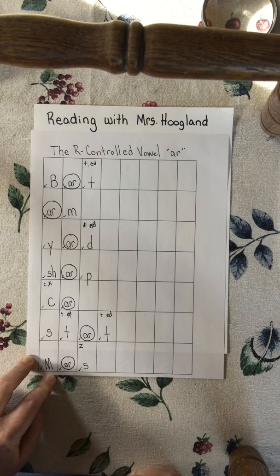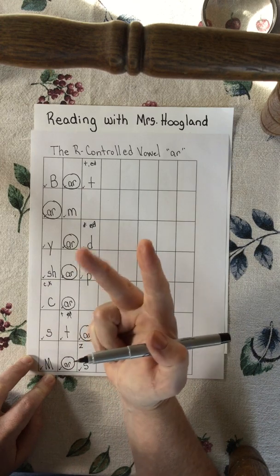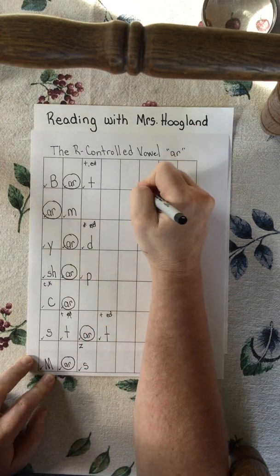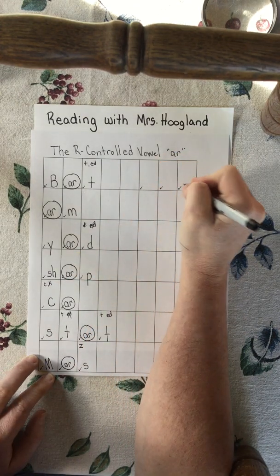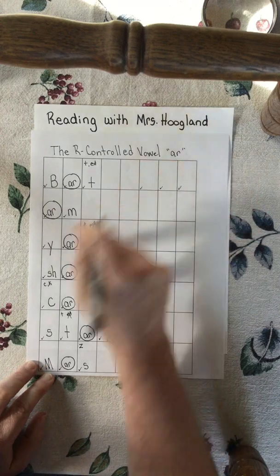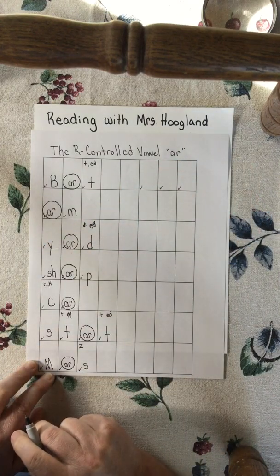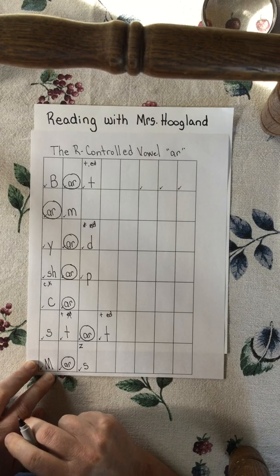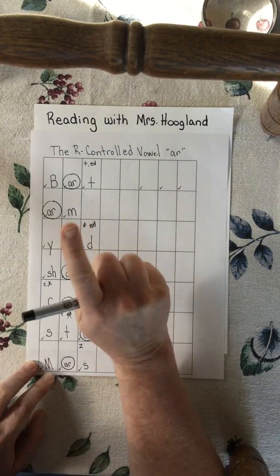Okay, the next word is yard. Oh, we did yard over here. Sorry, my fault. How about mark? Mark. Ark.